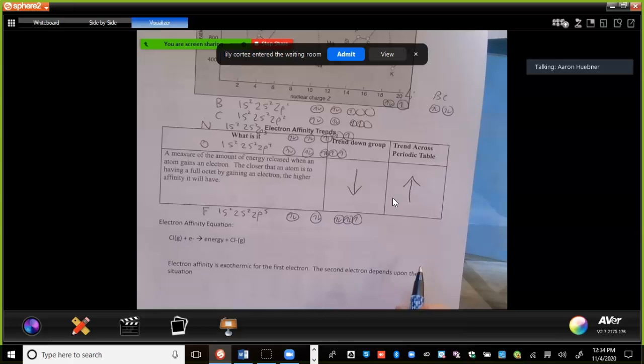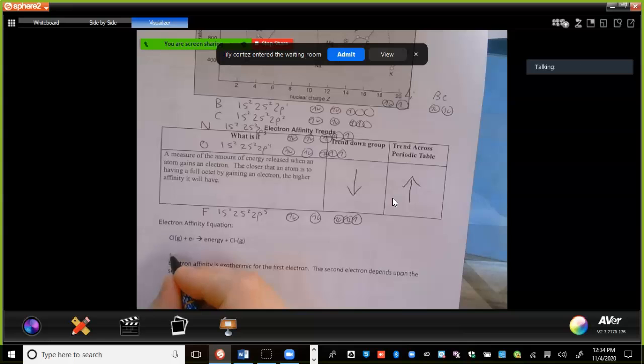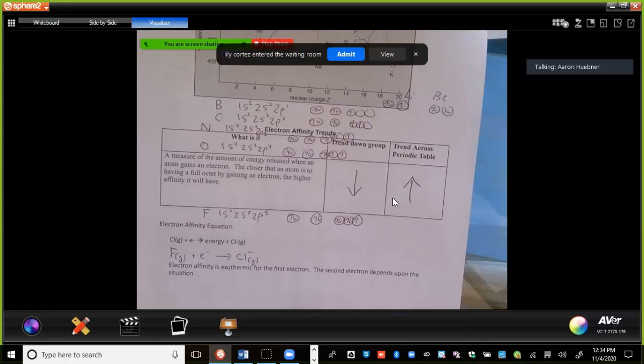And here is the electron affinity equation. It is, you guessed it, exothermic because energy is being given off. Why don't we do fluorine? We've got fluorine gas. You're going to add an electron, and it's going to form F minus, plus energy. So electron affinity is exothermic for the first electron. The second electron depends upon the situation.